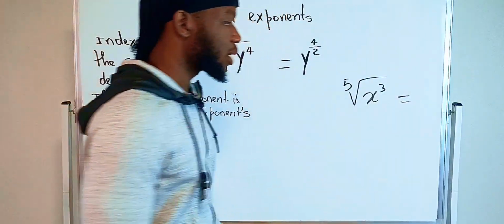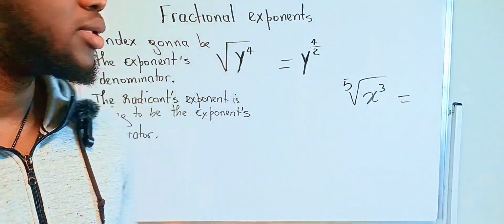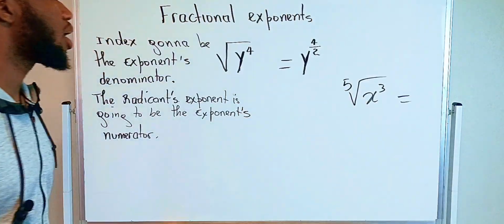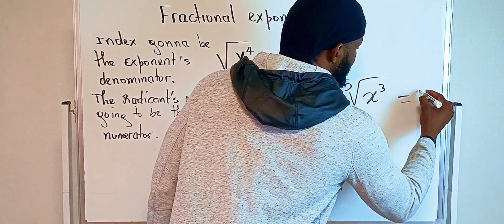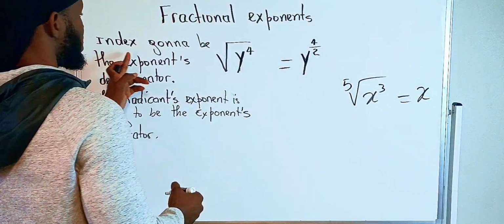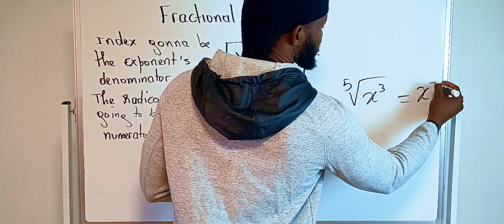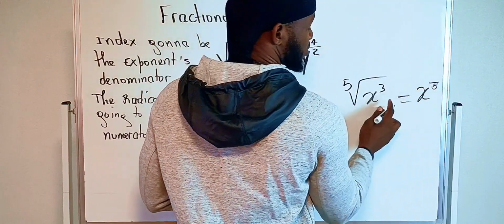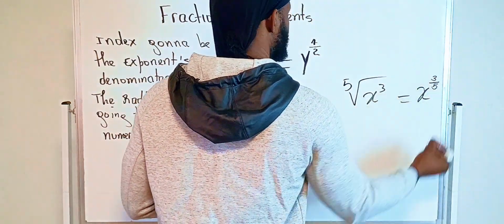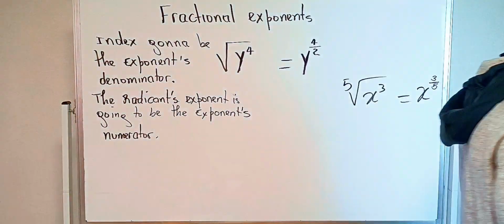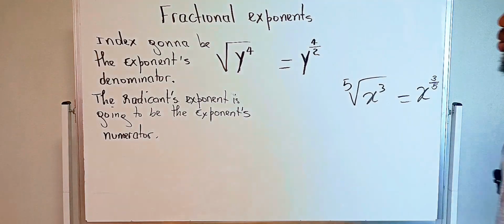So what are we gonna do? We gonna follow the steps. First of all, we write it as a fractional exponent. It's gonna be x, the index is gonna be the exponent denominator, and the exponent of the radicand is gonna be the numerator. So this is the fractional exponent form of the cube root of x cubed. This is exactly how we do it.